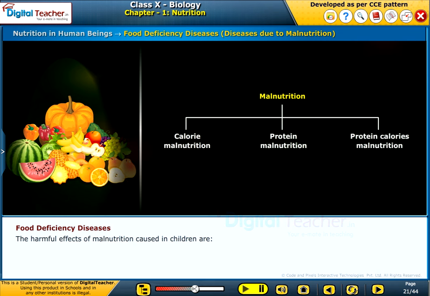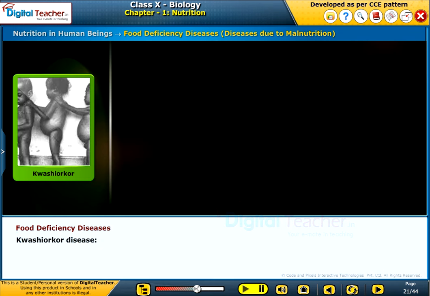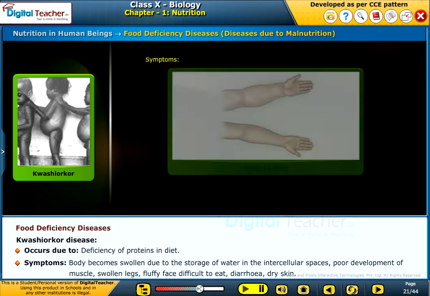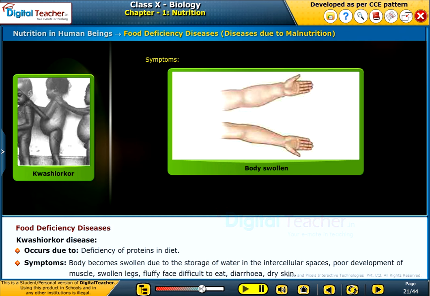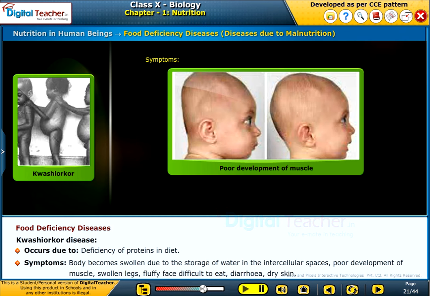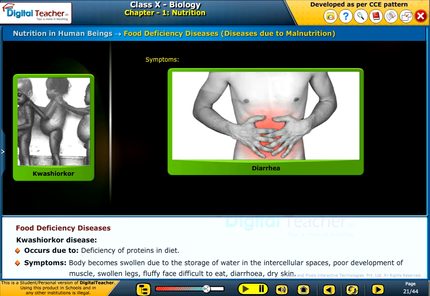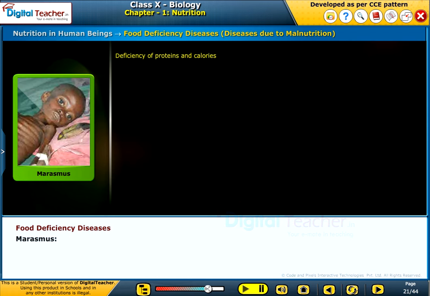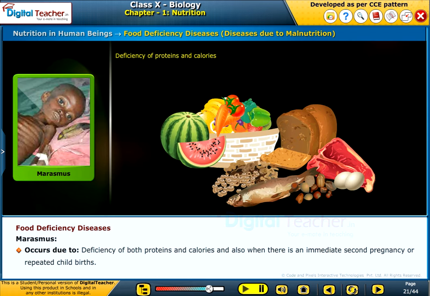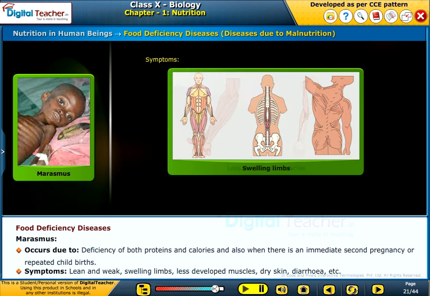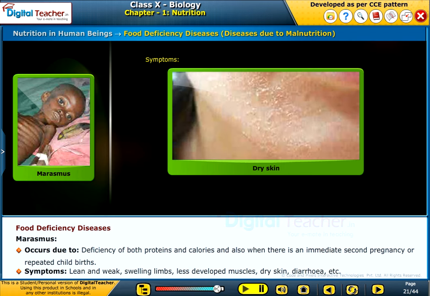The harmful effects of malnutrition caused in children are kwashiorkor disease, which occurs due to deficiency of proteins in diet. Symptoms: body becomes swollen due to the shortage of water in the intercellular spaces, poor development of muscle, swollen legs, fluffy face, difficulty eating, diarrhea, dry skin. Marasmus occurs due to deficiency of both proteins and calories, and also when there is an immediate second pregnancy or repeated childbirths. Symptoms: lean and weak, swelling limbs, less developed muscles, dry skin, diarrhea, etc.